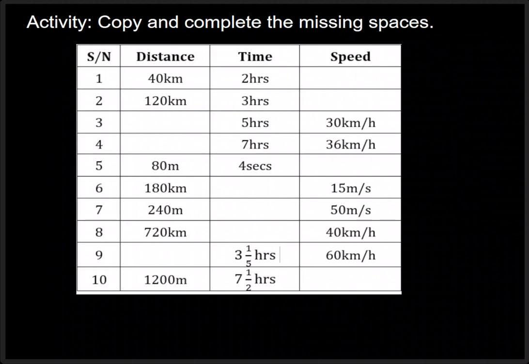So let's look at the activity questions. You have to copy and complete the missing spaces. You are just to copy and then find the missing spaces. For number 1, you are given distance and time, and you have to find speed. This one, you are given distance and time, and you are also to find speed. Then number 3, you have been given time and speed, and you have to find distance. So you do that for all of these. That's what you'll be looking at as your activity questions.